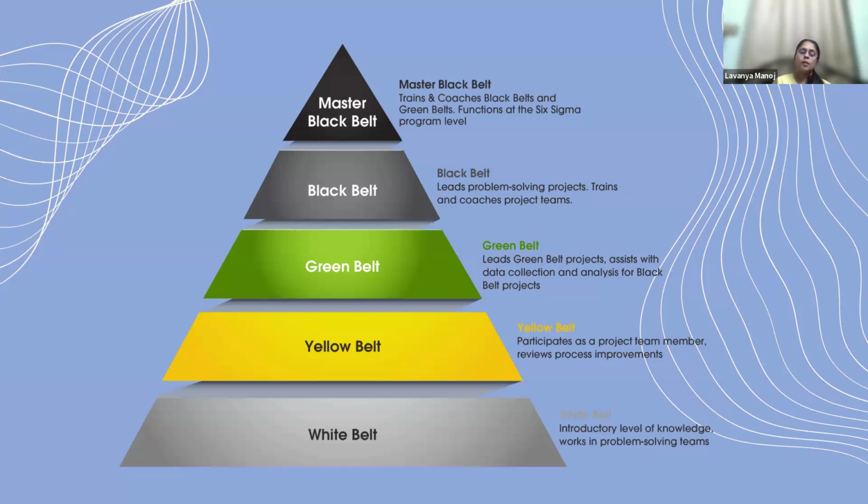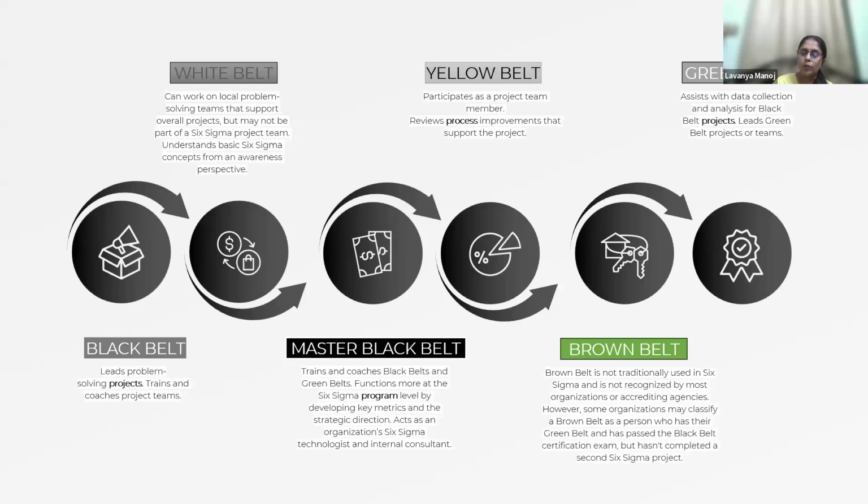Okay, so master black belt trains and coaches black belts and green belts, and functions at the Six Sigma program level. So other than this, you have one more thing which is called brown belt. Traditionally, this is not one of the certifications in Six Sigma, but when I researched a few resources, I saw that Six Sigma has now come up with brown belt as well.